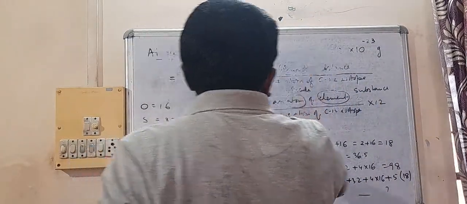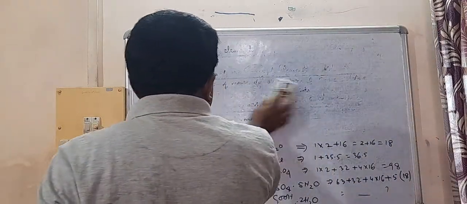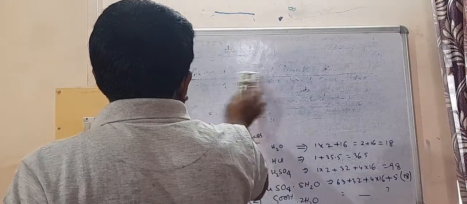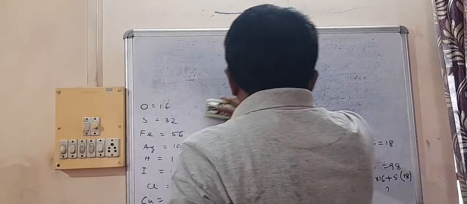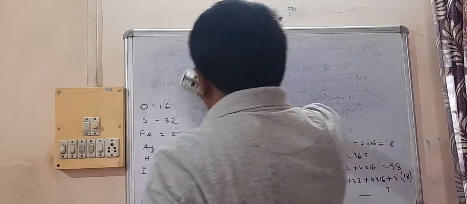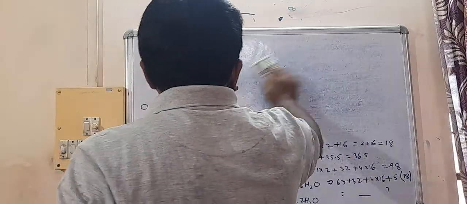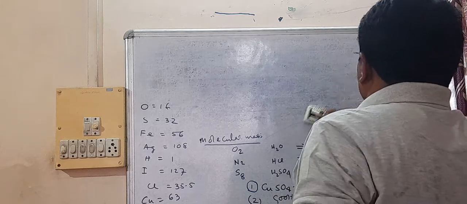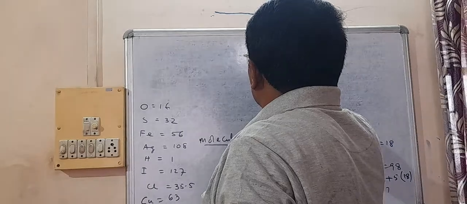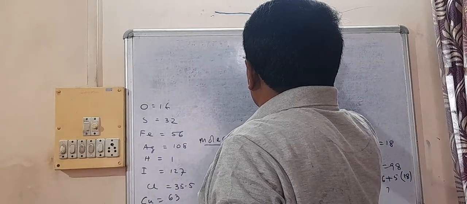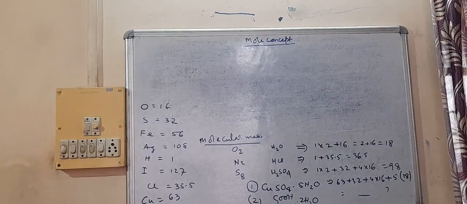Now we consider a very important thing. In this chapter, that is called the mole concept. Mole concept, a very important thing in this chapter. A lot of chemical calculation will be involved.